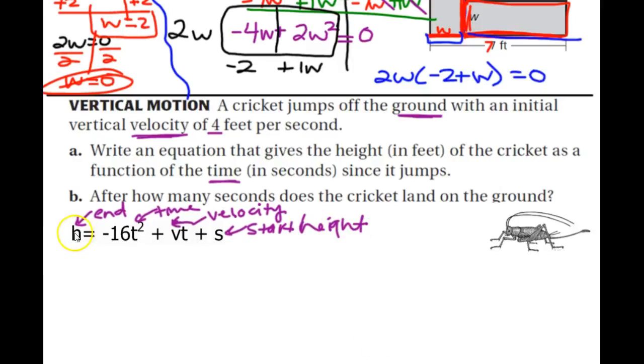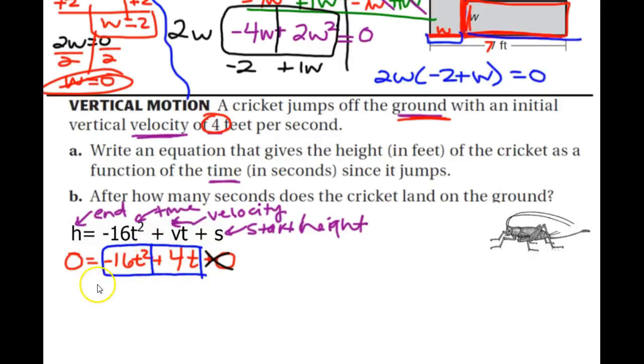So let's plug in what we know. The cricket is going to jump off the ground. You can assume it's going to also land back on the ground, which is a height of 0. Then we have negative 16t squared. We don't know what t is. That's what we're going to try and find. Plus our velocity, which is 4, so 4t. Plus our starting height, which is the ground, which is also a height of 0. So we don't really need this plus 0 at the end here because it's not going to do anything to our equation.